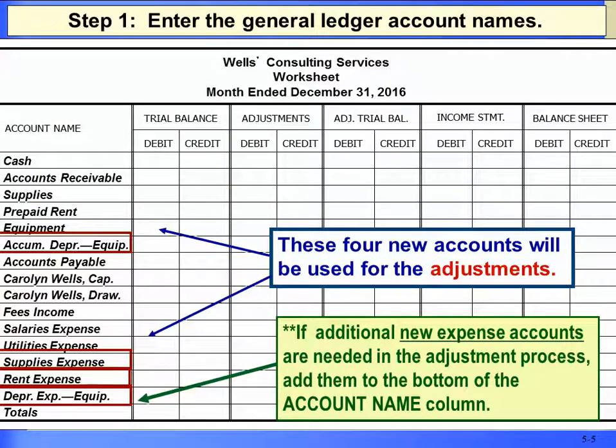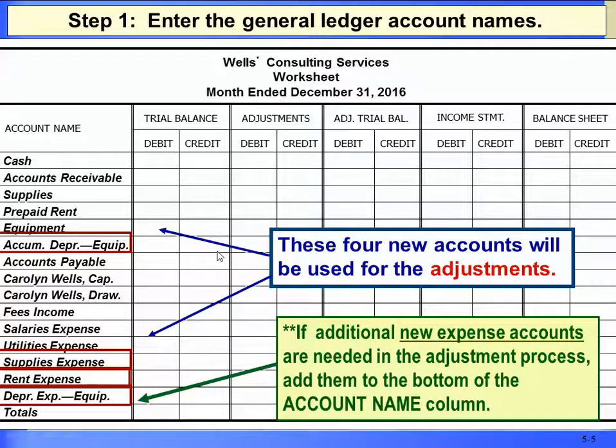So let's talk about the account names. We have the assets, then we have liabilities, any capital accounts, drawing accounts, and we have the income statement accounts. So this is all the balance sheet accounts. These are all the income statement accounts. Fees income, also known as revenue.